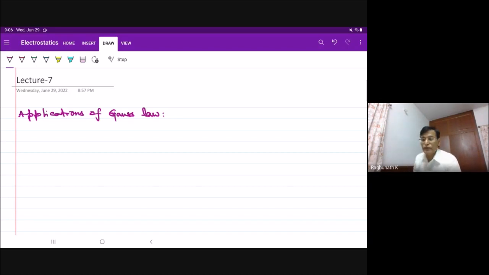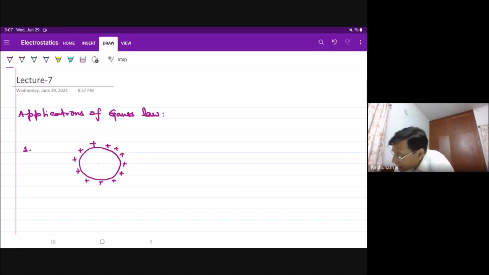One such thing that I spoke about was, now you can ask, a hollow spherical charge of q coulombs distributed on a hollow spherical surface of radius A.